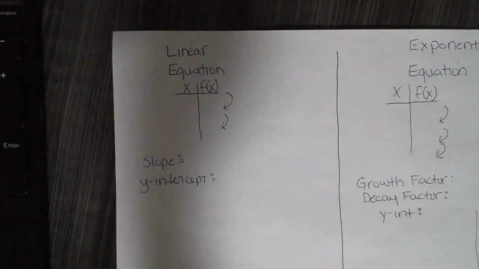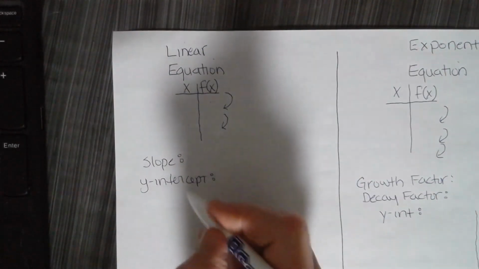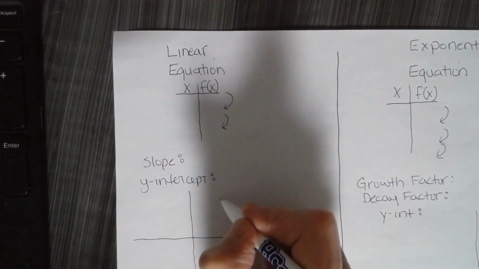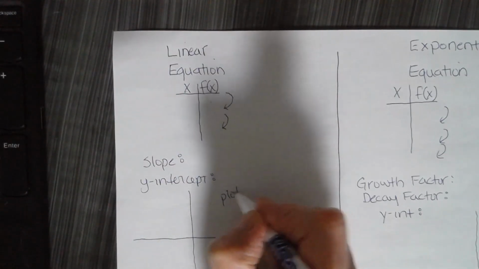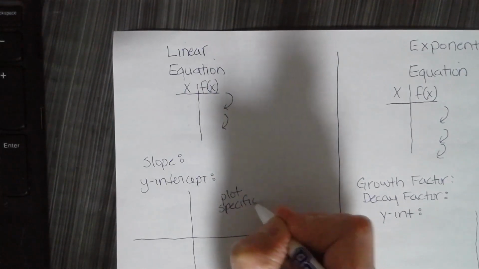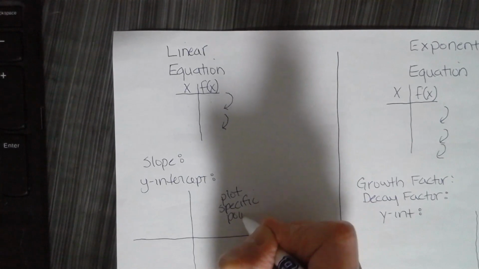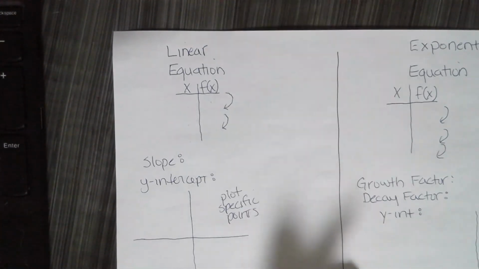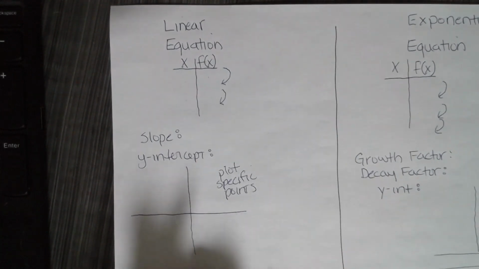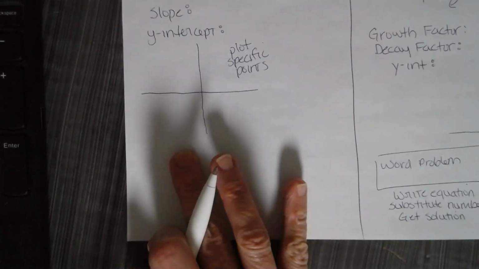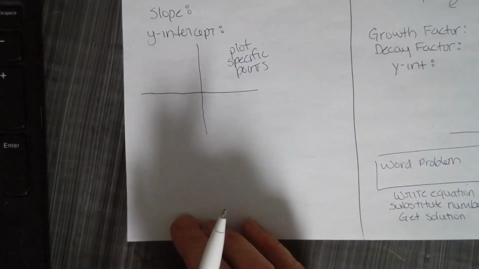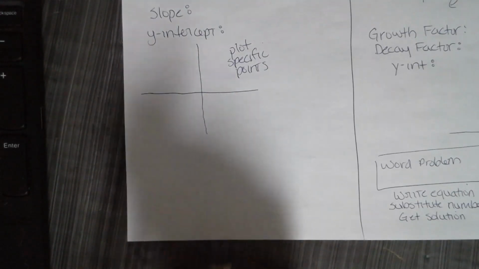Okay. Then same thing. You're going to be given a graph, and you're going to plot specific points from the table to make your line. And then the same thing, there's going to be a word problem down below, and you're going to write your equation for that word problem, plug in the appropriate numbers, and find the solution for that.